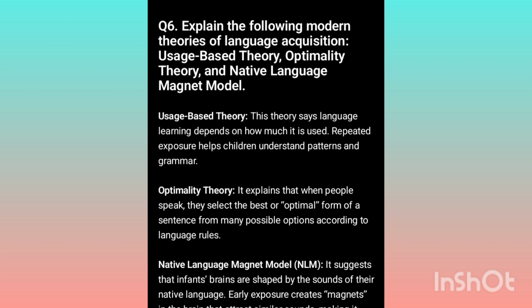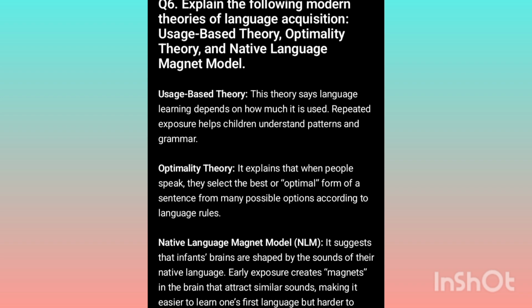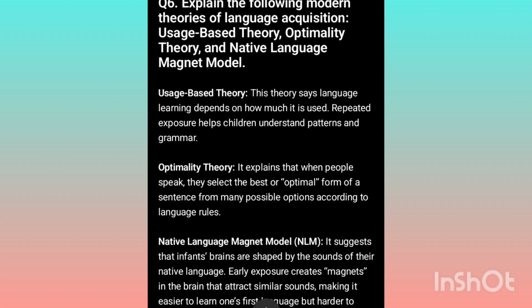Q6. Explain the following modern theories of language acquisition: usage-based theory, optimality theory, and native language magnet model.